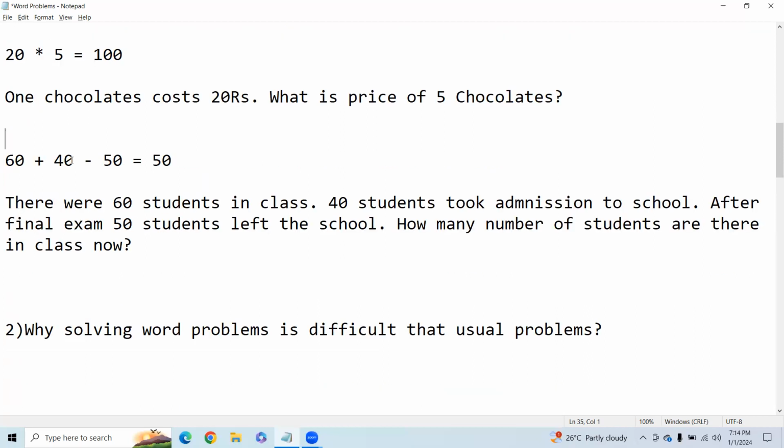Let's look at the next question. Here it is more challenging as compared to the earlier two. The reason for this is that here you have multiple operations. Here we have addition, and here you have subtraction also.